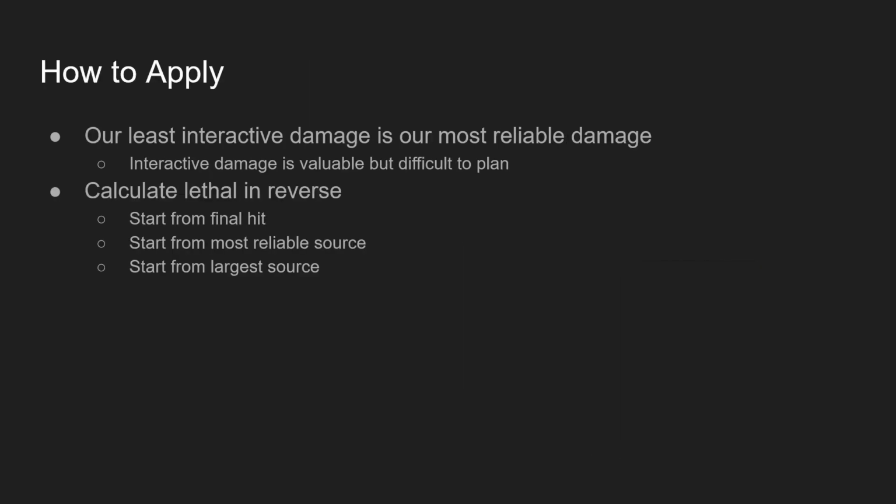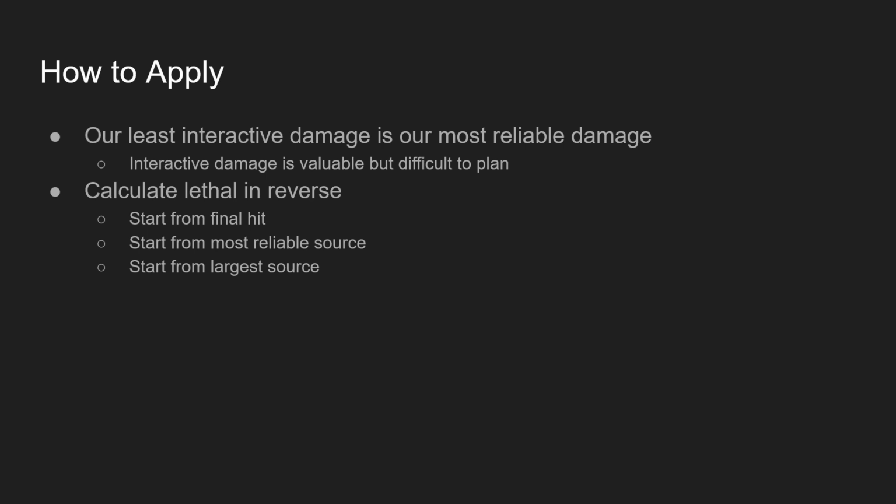With all of that conceptual information laid out, what do we do with it? How do we make this useful? How do we put it into practice and apply it directly to the game? I like to start by making the claim that our least interactive damage is our most reliable damage. We can operate under the assumption that the damage is effectively guaranteed. If we're not getting it, we are likely losing the game. For many decks, we can plan for this damage to be the final blow.